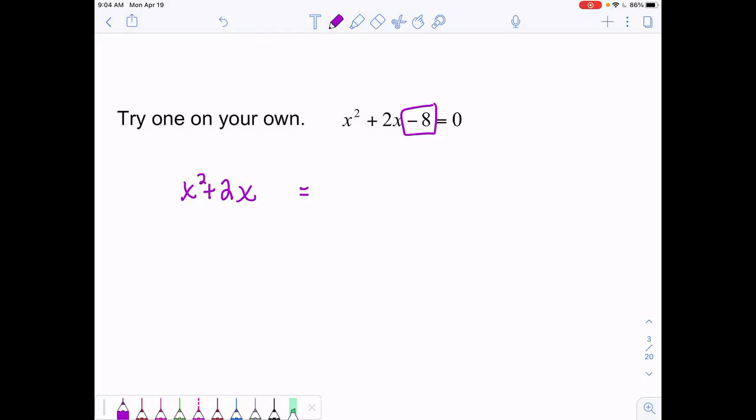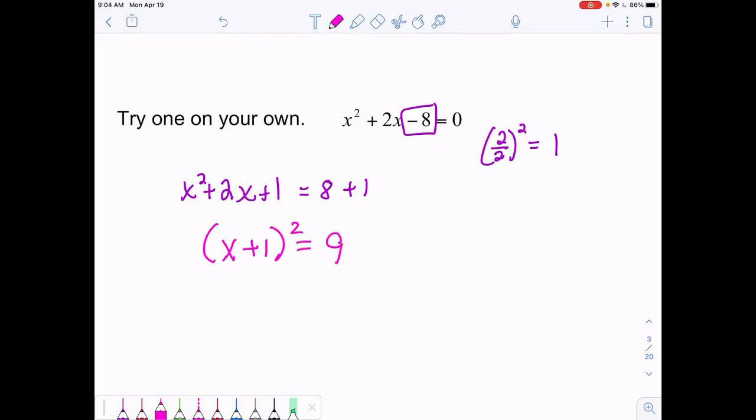So Brenna, what number did you add to both sides of the equation? Yeah, so you're dealing with 2, you divide it in half, and then you square it, and that's just a 1. So Brenna, when you factor the left side, you get, and the right side is 9. Yeah, so this one works out pretty nice. If it works out nicely like this, then you should have exact values because you can take the square root of 9. So x plus 1 is plus or minus 3.